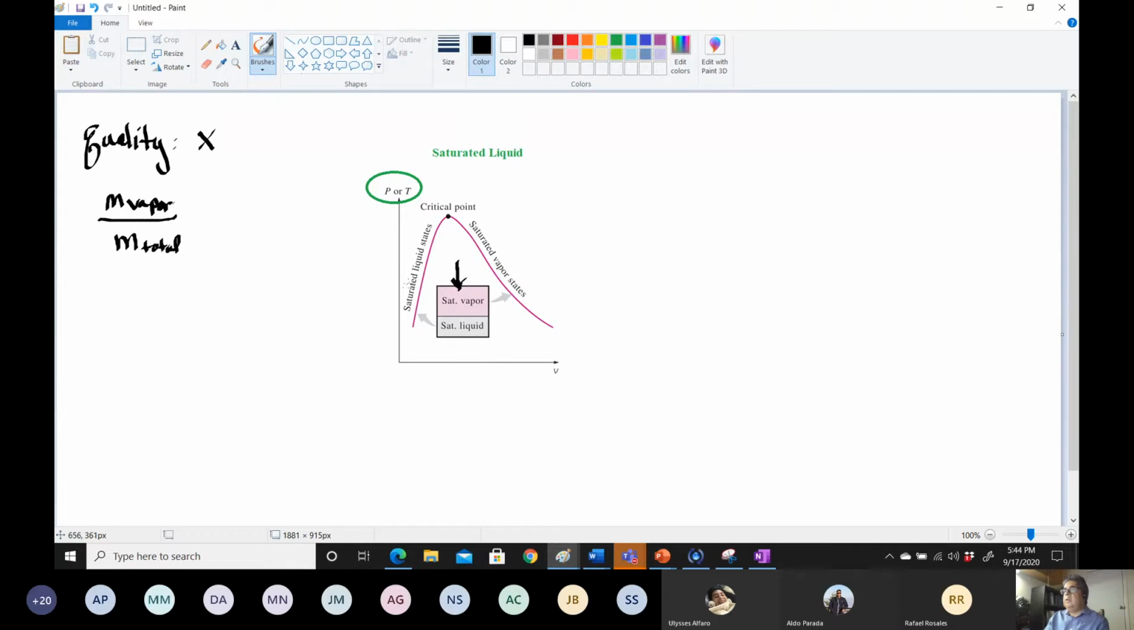Inside here, there would be the system. So the mass of the vapor, this is just the vapor part, this pink section here, divided by mass total. So mass total is basically the liquid and the vapor. So mass total equals mass of the liquid, F for liquid, plus mass of the vapor, right? So that's your mass total. If I add the two masses, I get my mass total. So this is quality here.